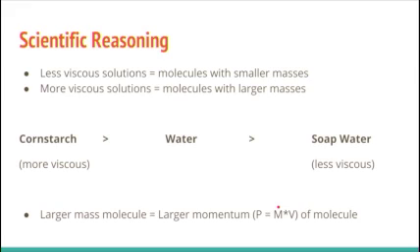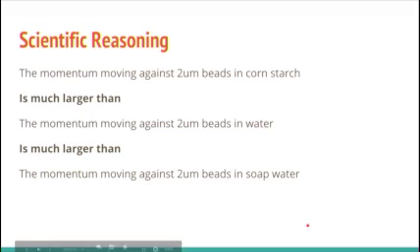Some scientific reasoning has to do with the viscosity of the solution, how thick it is, how sticky it is. A less viscous solution has molecules with smaller masses, a more viscous solution has molecules with larger masses. Cornstarch is obviously more viscous than water, and soap water is going to be the least viscous of these 3 solutions. Therefore, cornstarch has larger mass molecules, and a larger momentum vector, which equals mass times velocity vector of a molecule. Therefore, the momentum moving against the 2 micrometer beads in cornstarch is going to be much larger than that in the water and that in the soap water.